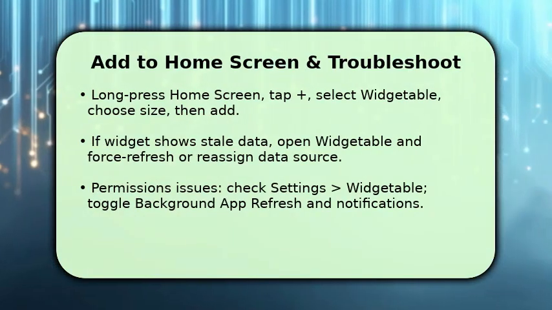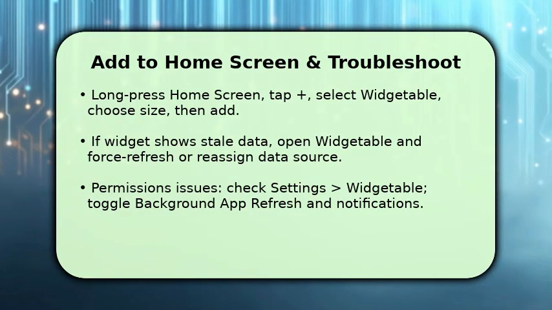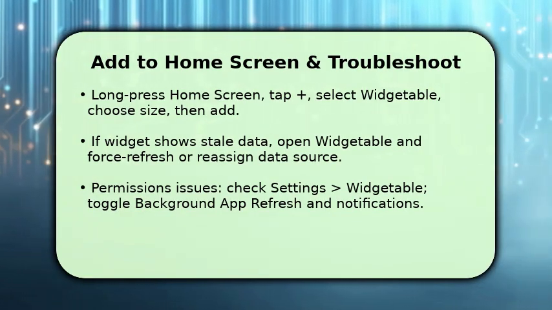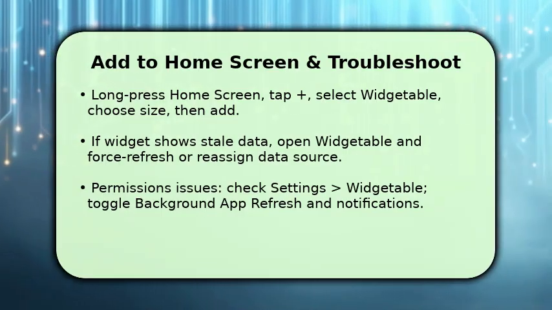Finish by adding the configured widget to your home screen. Long press the home screen, tap the plus icon, find Widgetable, choose the size you configured, and add it. Position and hold to edit if needed.